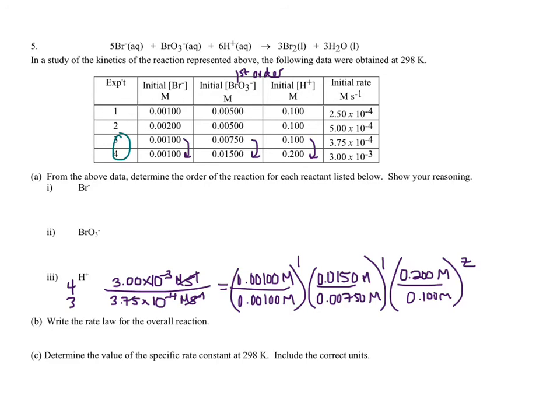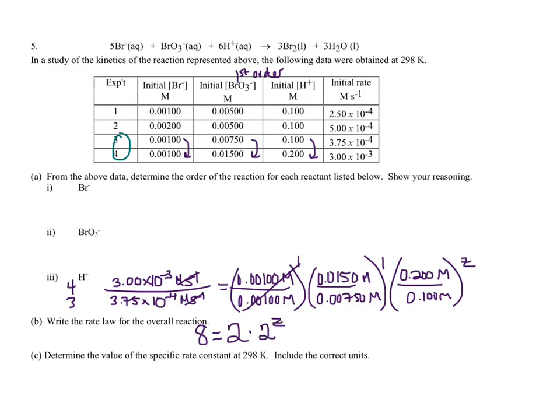So the 3 times 10 to the negative third divided by 3.75 times 10 to the negative fourth, okay, that gives me 8. And then this gives me 1 to any power is 1, so I really won't have that term in there. Then 0.0150 divided by 0.00750, okay, that doesn't cancel out, but it does give me 2, and 2 to the 1 power is itself. Anything to the first power is itself. And then 0.2 divided by 0.1, oh, okay, that's another 2. And I'll raise that to the z power and solve for it.